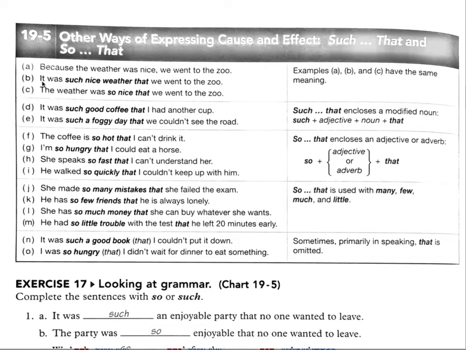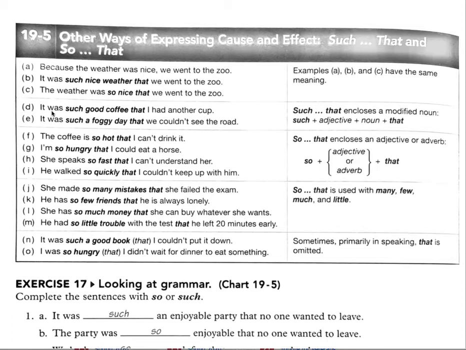Look at example B. It was such nice weather that we went to the zoo. And here you're using such and that. If you notice, it is followed by a modified noun, which means an adjective and a noun. Nice and weather. Nice is the adjective, weather is the noun. And in C, the weather was so nice that we went to the zoo. Here we're using so and that, and in between we have an adjective, nice. Examples A, B, C have the same meaning.